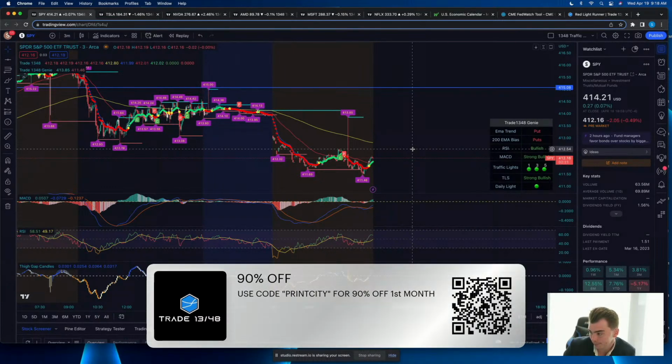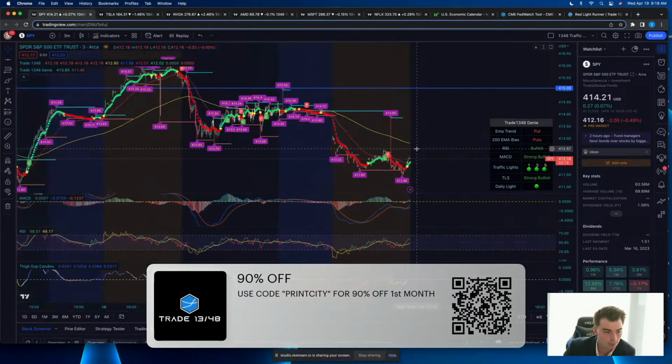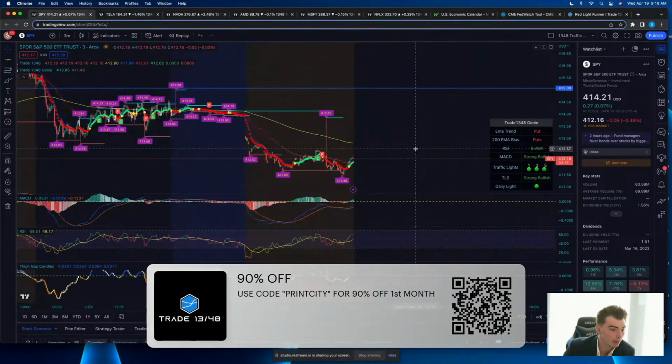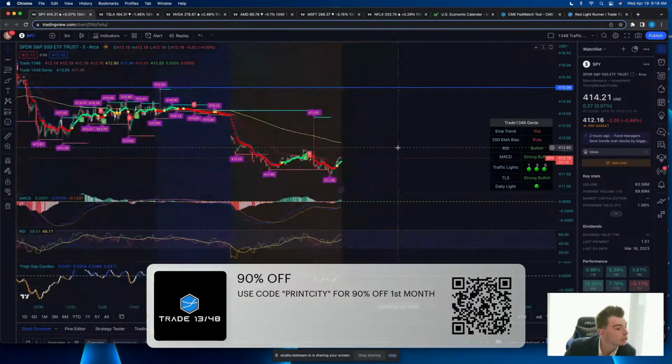What do you want to track? Do you want to track yields? Do you want to track bond prices? Do you want to trade bond futures? What do you want to trade? Or what do you want to track?